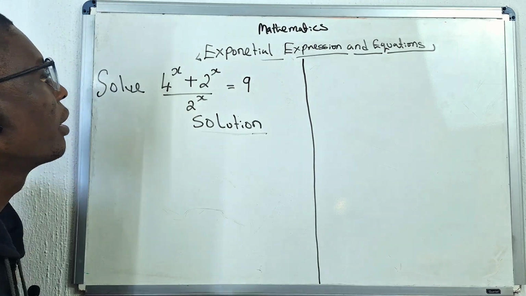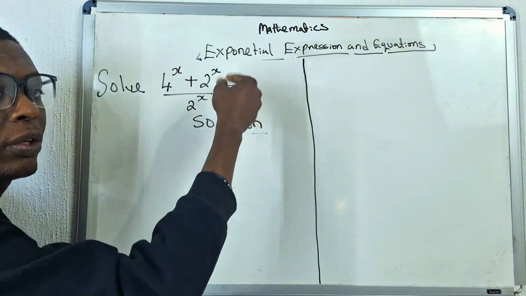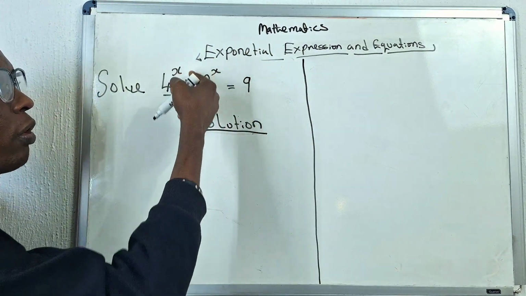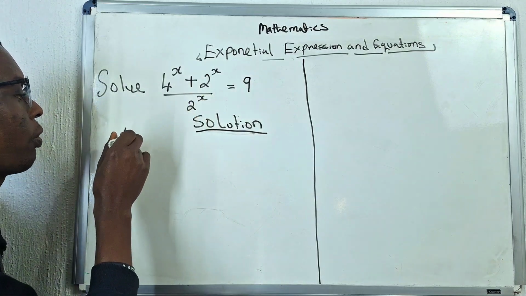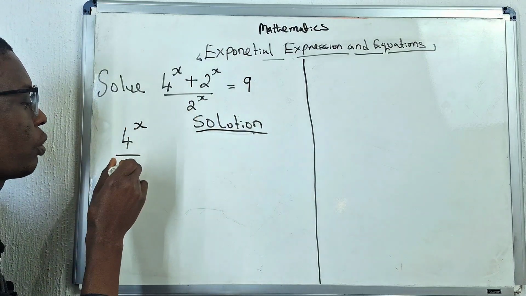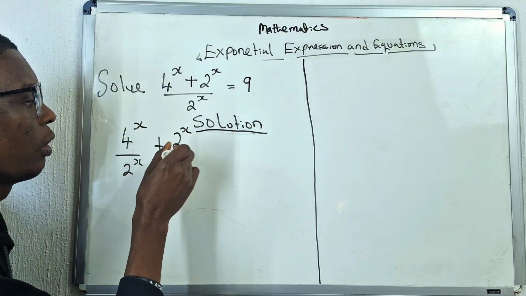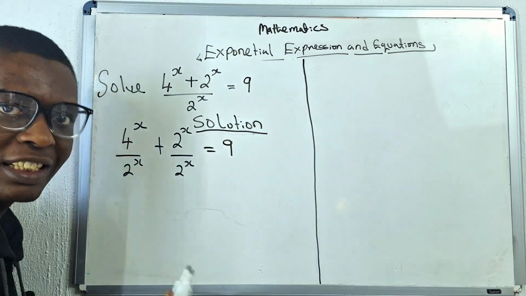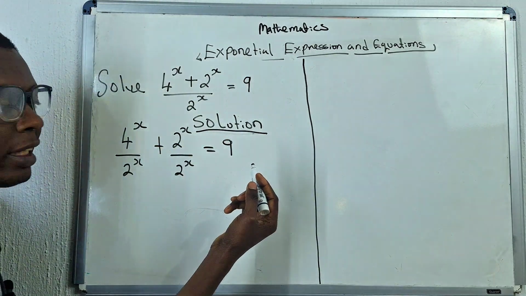If this was not having a power here, it would have been easy for us to cross multiply. But to solve such a question, first of all, break this into individual fractions. So this becomes 4 raised to power x over 2 raised to power x, plus 2 raised to power x over 2 raised to power x, is equal to 9. It's not the same thing, but we did not do any magic. So in this form now, we can easily cancel out.